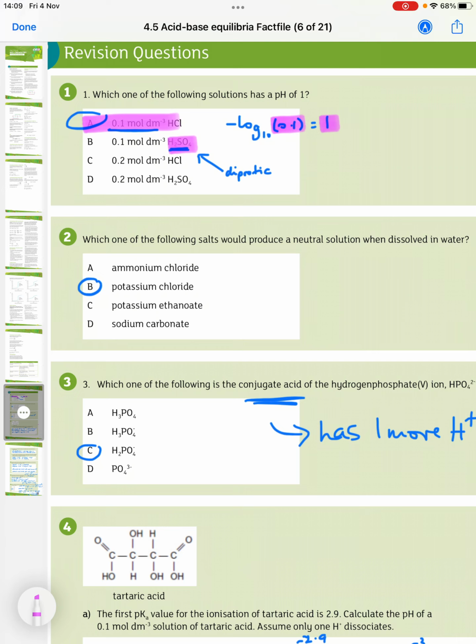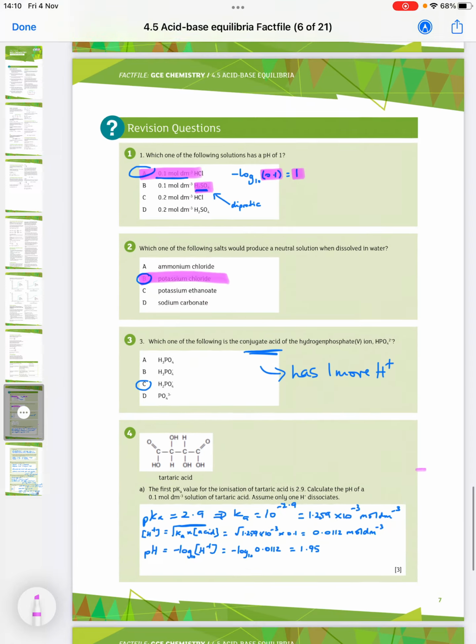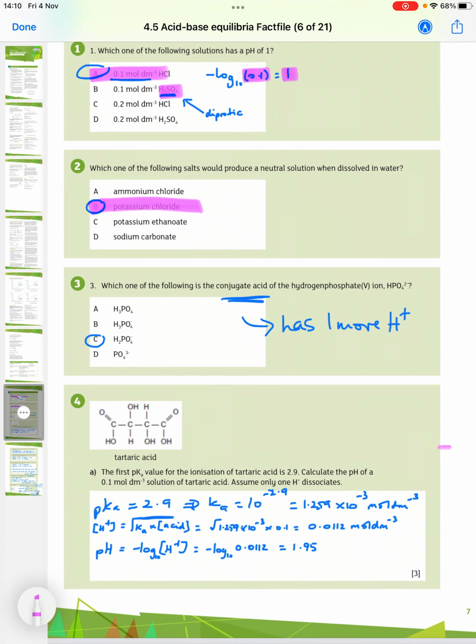Number 2, which one of the following salts would produce a neutral solution when dissolved in water? So you're looking for something that is derived from a strong acid and a strong base. The ammonium we can rule out because it's not a strong base. Potassium and sodium could have come from potassium hydroxide or sodium hydroxide, so we can go with those. Potassium chloride would have come from hydrochloric acid, ethanoate from ethanoic acid, and carbonate from carbonic acid or something, I suppose, but we're looking here at B, potassium chloride, from a strong acid and a strong base.